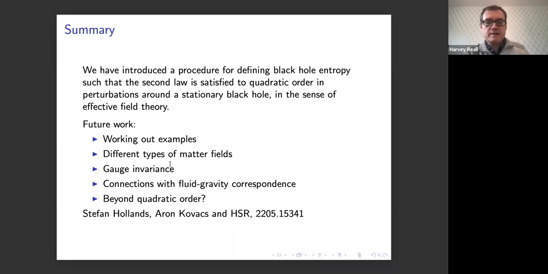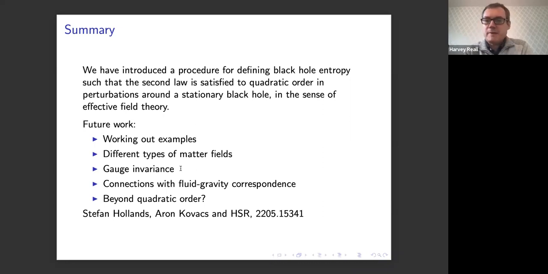Matter fields: only the simplest kinds of matter fields have really been discussed in this context, such as the scalar field, so working this out for other kinds of matter would be interesting. I also mentioned this issue of gauge invariance. We've seen that once you get to eight derivatives, you encounter gauge non-invariant terms appearing. So one natural question is whether you could use gauge invariance as a selection rule on possible terms which could be present in the effective field theory. In other words, can you constrain effective field theories by the requirement that our procedure produces a gauge invariant entropy?